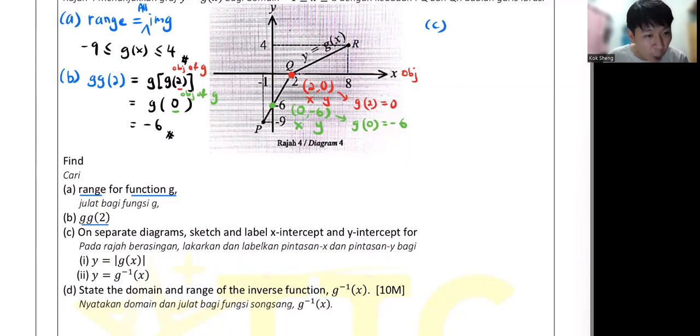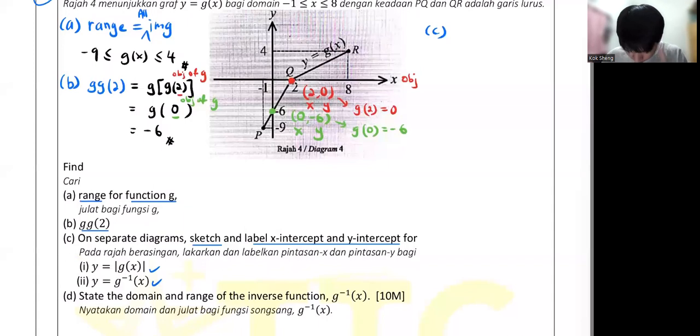Okay, question C. On separate diagrams, sketch and label the x-intercept and y-intercept for these 2 graphs. So you have to sketch 2 separate graphs, and then you have to label the x and y-intercept. Okay, so let's start from C1.